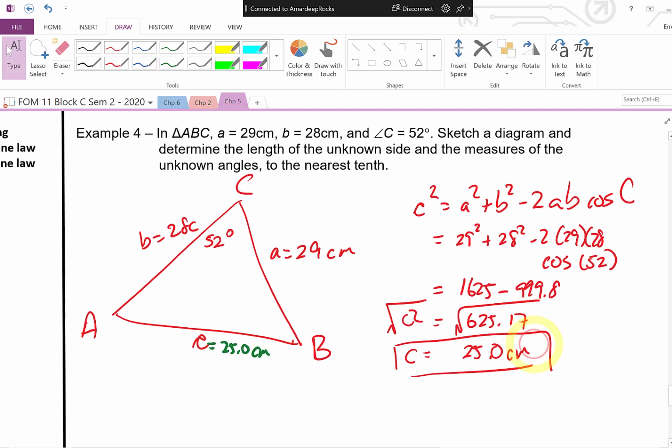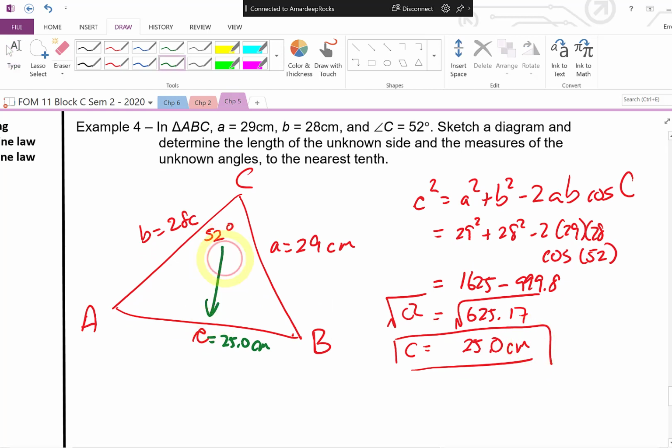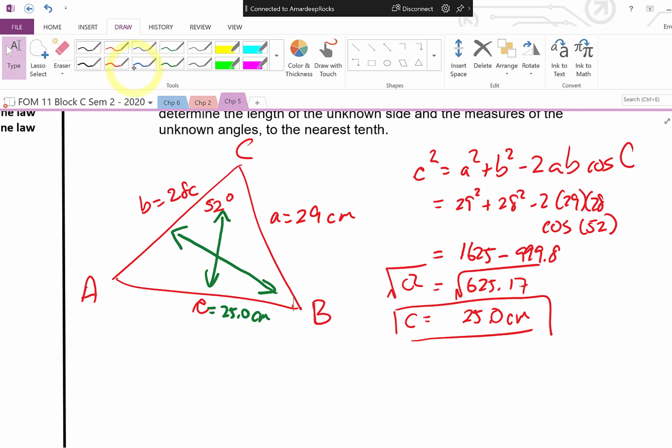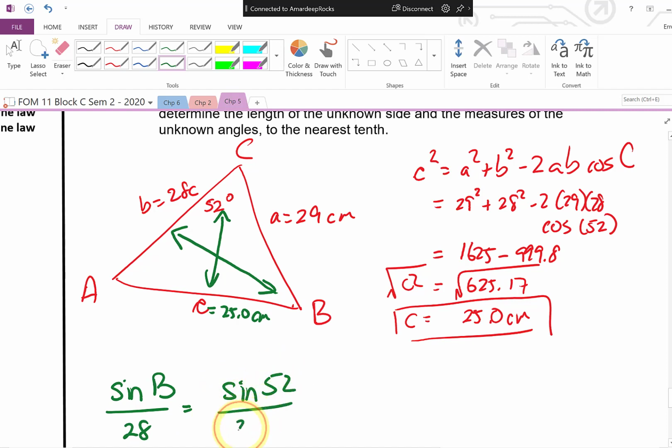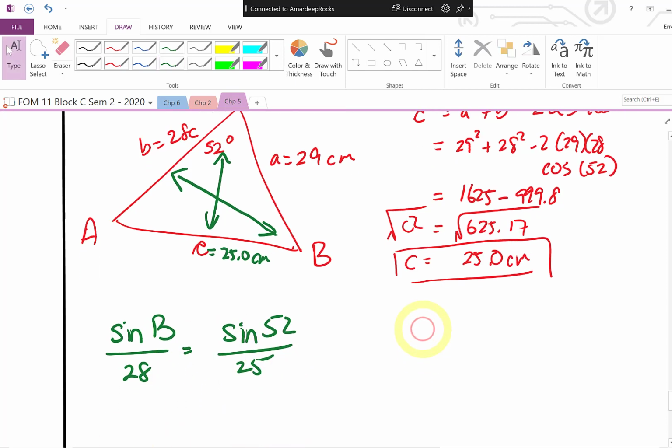Now, how are we going to find the other angles? Well, now we have what is essentially a corresponding pair, right? We have an angle and a side. As soon as you have that, then we can find the rest using the sine law. And so I'm going to solve for angle B next. So I'm going to use these two. I'm going to use the sine law, and because I'm looking for an angle, I'm going to put the angle on the top. So sine B over 28 is equal to sine of 52 over 25, right? Make sure you put the angles in the numerators and the lengths in the denominator.